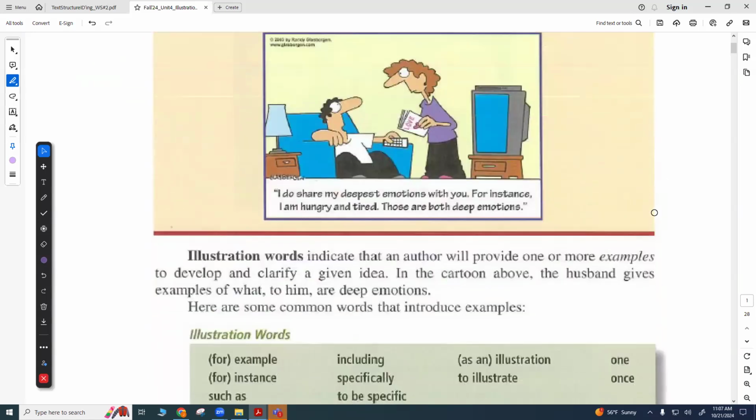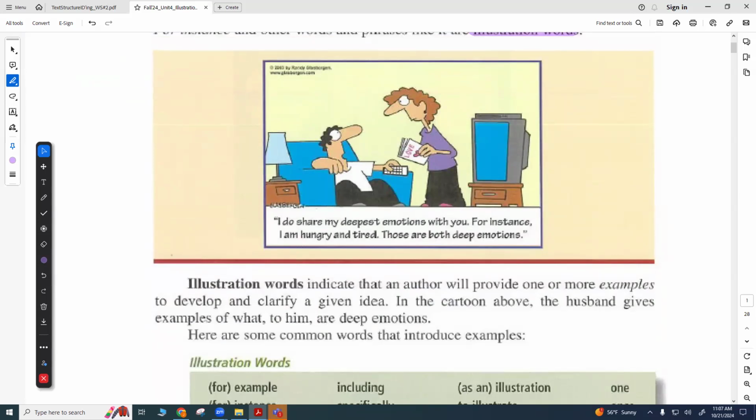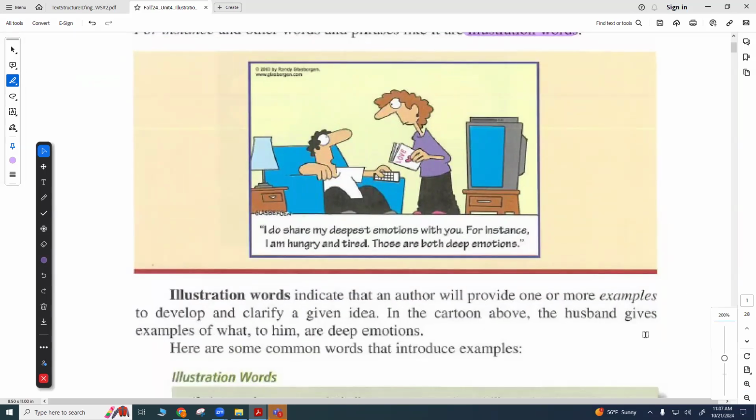So for example, here's another example. I always appreciate our cartoon examples. It looks like the dude in the chair says, "I do share my deepest emotions with you. For instance, I'm hungry and tired." Those are both deep emotions, right? So once again, he gave two specific deep emotions, and these do feel like emotions at times, right?